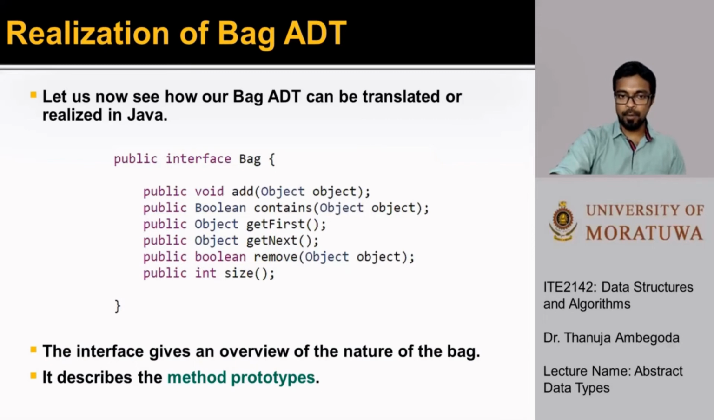So as we discussed before, for the first method that we see, add, the input argument is an object, and there's no return value. Contains takes an argument object and has a Boolean return value. It returns true or false. Get first and get next have return types of object, and so on and so forth.